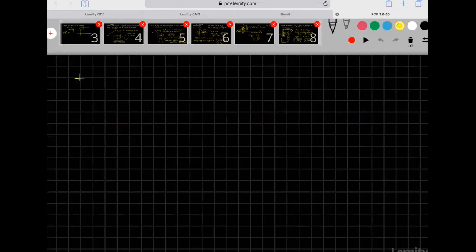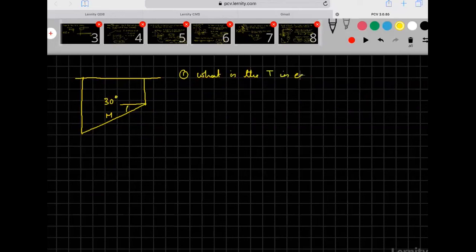There can be many more questions. So one more I will give, the last one. So there is a mass m here. This angle here is 30 degrees. The question: what is the tension in each of the strings?